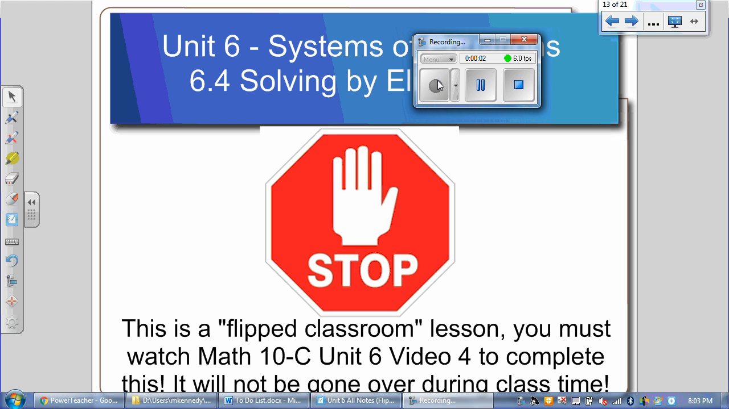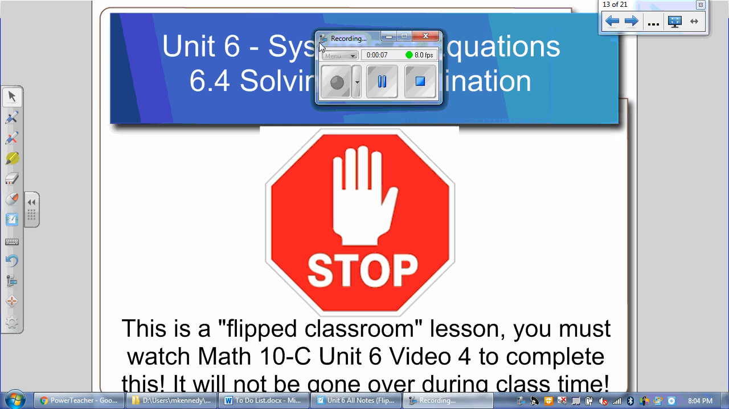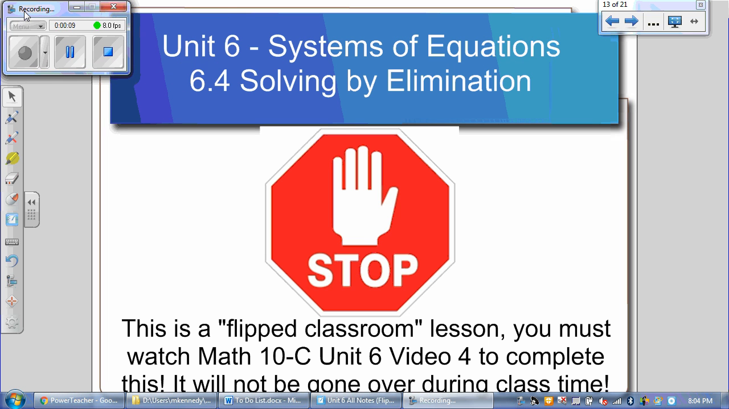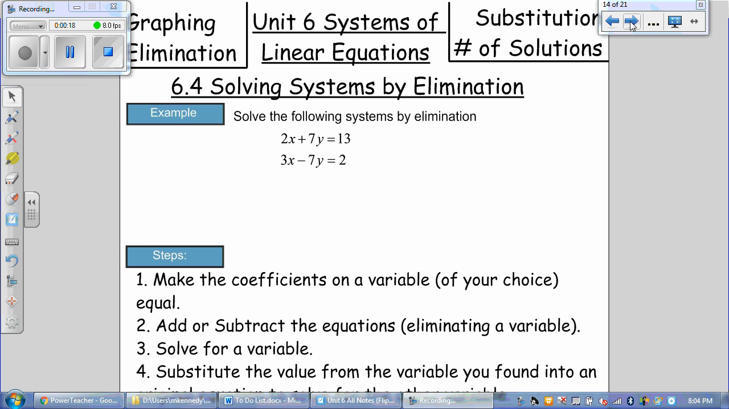Alright, this is a flipped classroom for Math 10C. We're going to solve systems of equations using elimination as the method. This is a new method to you. You've currently learned substitution and graphing, so this will be the third method you know on how to solve these things. Okay, first question we have here.